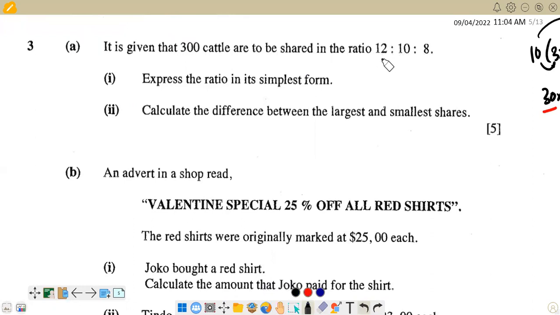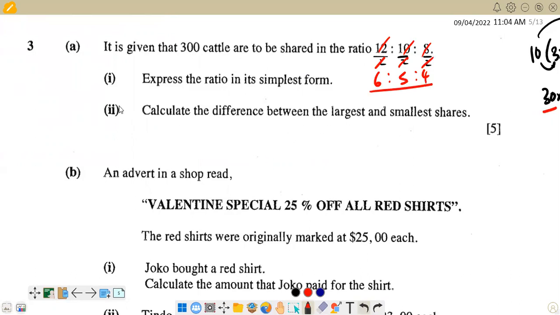You just need what is common between these numbers, 12, 10, and 8. So here I'm just going to use 2. Reduce this by 2 here, by 2 here, by 2. So what are you going to have? 12 divided by 2 is 6, 10 divided by 2 is 5, 8 divided by 2 is 4. So this is the simplest format that you are asked to write.